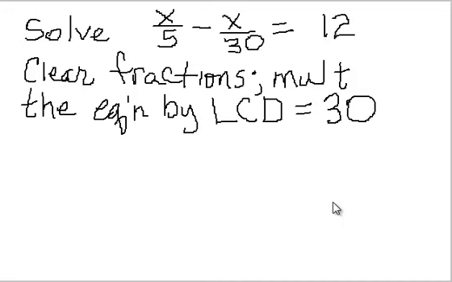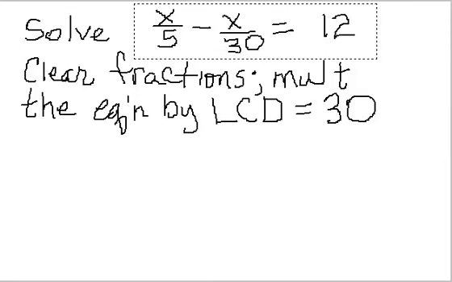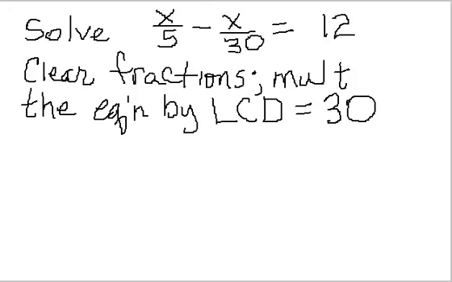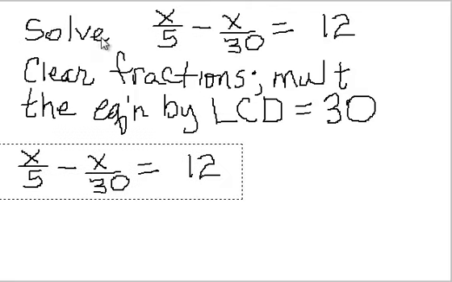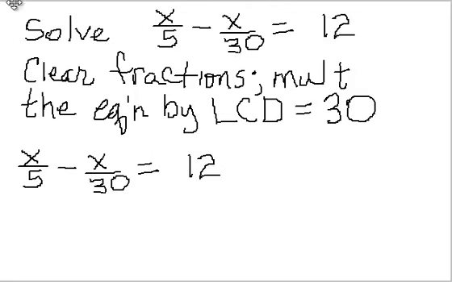So 5 divided into 30 is 6, and the remainder is 0. 30 divided into 30 is 1, and the remainder is 0. So 30 is the smallest number that both of these denominators will divide into evenly. So in this next step, I am going to clear the fractions by multiplying every term of the equation by our least common denominator.